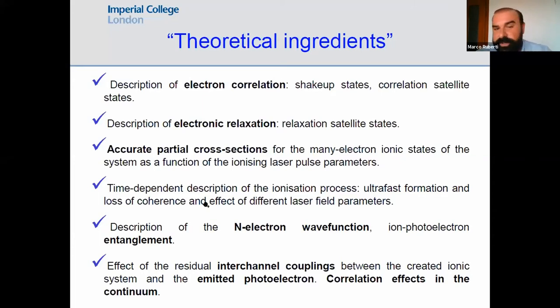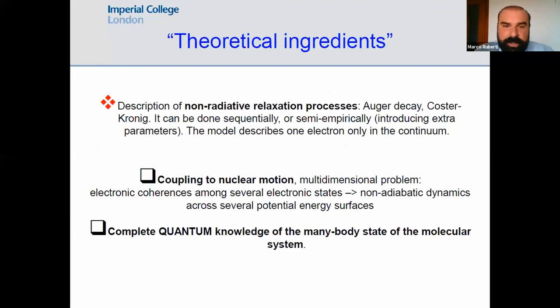The ionization process is described in a time-dependent fashion, so we can monitor the formation and loss of the coherence. Because we are dealing with an n-electron wave function, we don't ignore the photoelectron, but the ion-photoelectron entanglement and interaction is taken into account. For instance, also the residual interaction between the two, what is called correlation effects in the continuum. What is not taken into account is relaxation processes such as Auger decay, because the model describes only one electron in the continuum at a time.